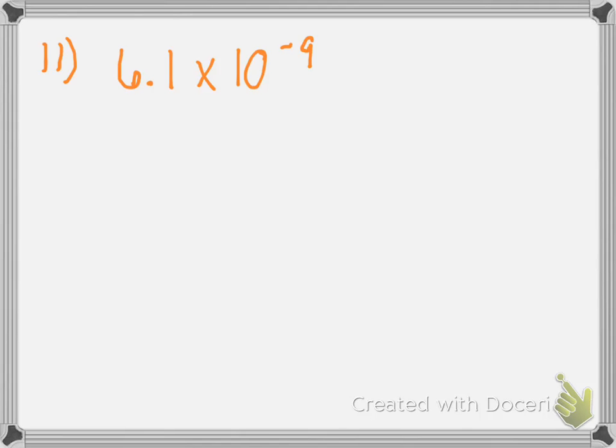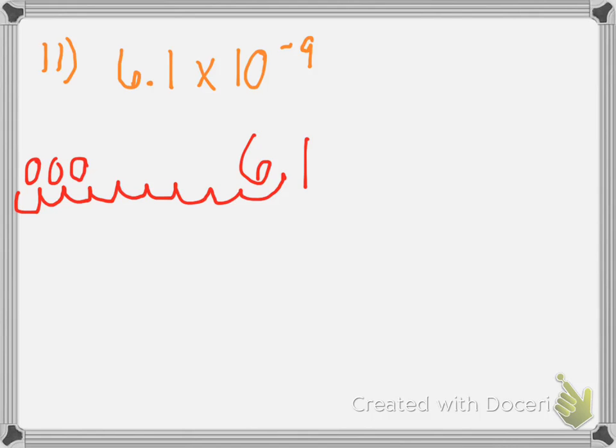For number 11, they would like you to take scientific notation and write it in standard form. So when you do this, you have to think about a number line. It's asking you to move it 9 times, and it's negative, so that means you're going to go 9 times to the left. And then you're going to plug in all your zeros. So your final answer is point.